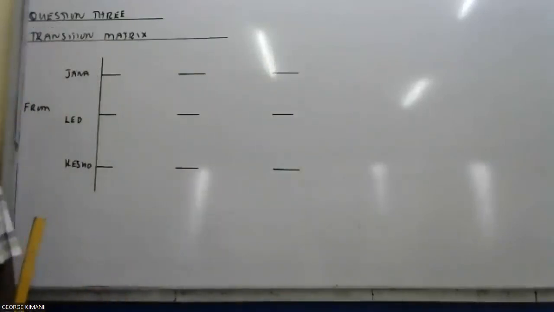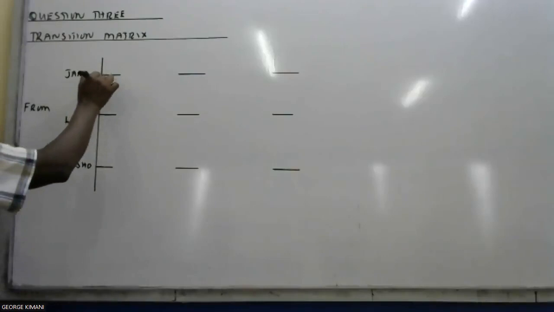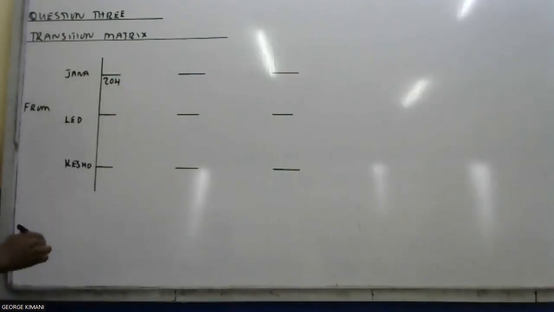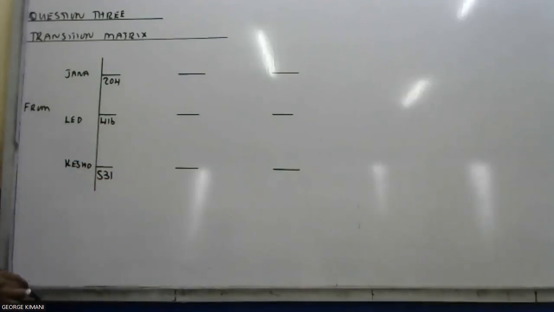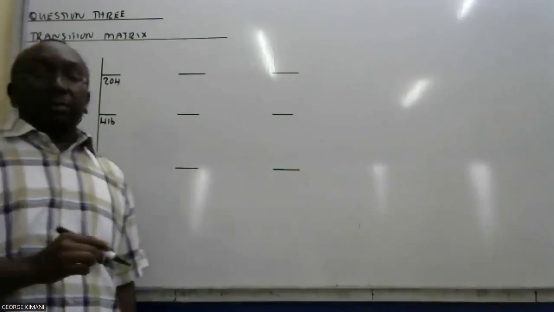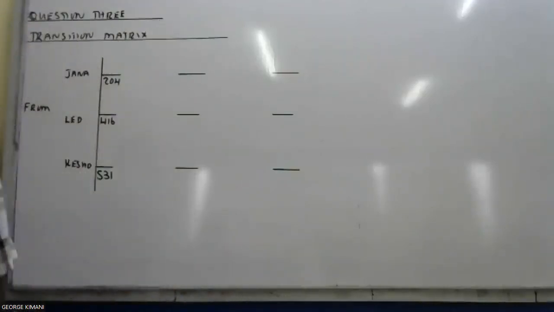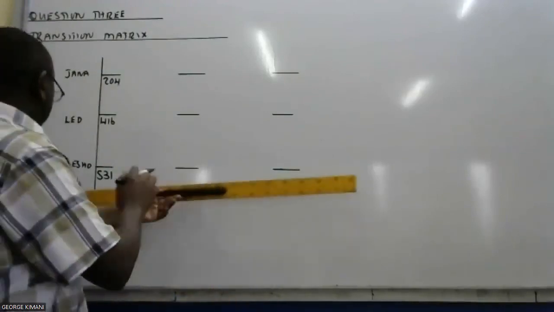In the first column, there is the number of crimes as at which date? That is first of December 2006. And if you look at Jana, it has how many? 204. And Leo has how many? 416. Kesho has 5, that one. Okay, now add those three and record the total down there on the question paper.